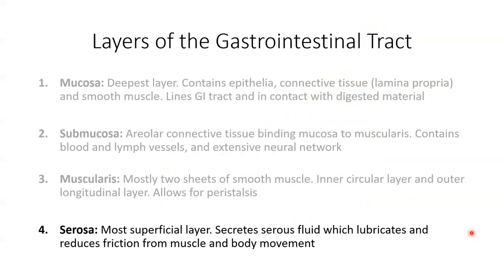Lastly, and most superficially, we have our serosa, sometimes also called the adventitia. This is a serous membrane composed of areolar connective tissue and simple squamous epithelium, so a single layer of square-shaped cells. The serosa can also be called the visceral peritoneum because it forms the part of the peritoneum which lines the abdominal cavity and then the abdominal organs. The serous membrane secretes a lubricating fluid to reduce friction from when our organs and our muscles rub together with movement of the body.